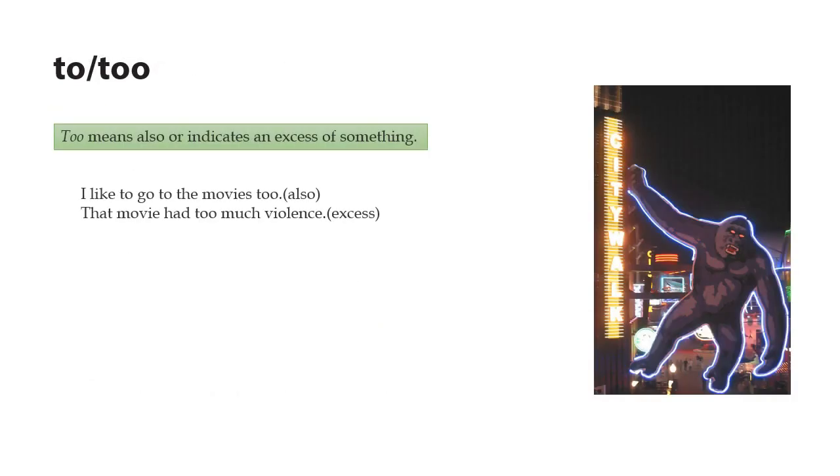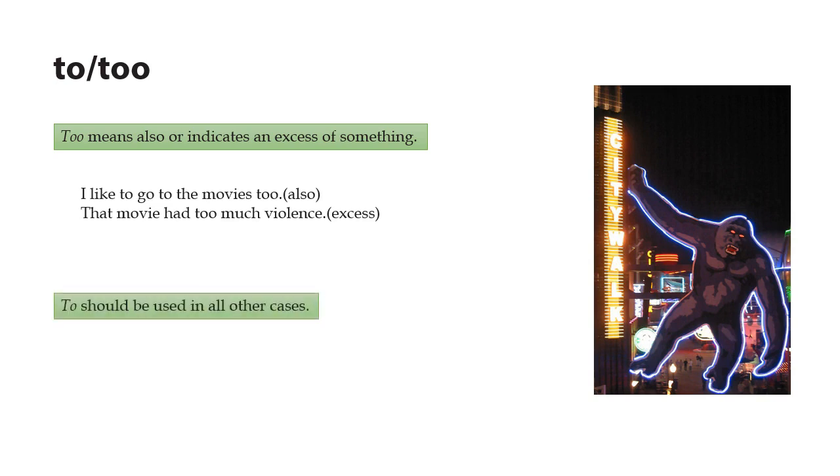Two, too, and to. Okay, TOO means also, or it indicates an excess of something. Okay, so I like to go to the movies too. That's like also. Or that movie had too much violence. That's an excess. And then TO should just be used for all other cases, unless, of course, it's the number TWO, but it's pretty obvious when that is to be used.